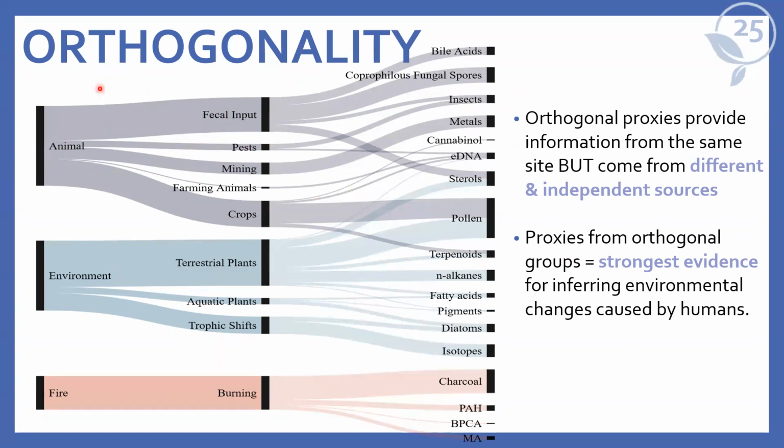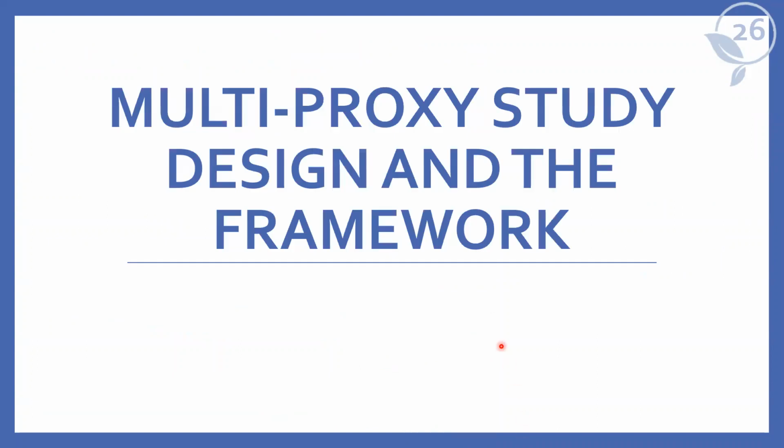So the animal component will tell you about increased fecal input from either human sources or pastoralism, mining, whether that happened there. The environment will tell you if there's been any broad shifts in vegetation, largely from people clearing wide areas of land for agriculture, and then the presence of those crops. And fire tells you whether they were mining or doing slash and burn agricultural techniques to clear the land. So having a proxy from each of these groups really builds up your evidence in a multi-proxy study.